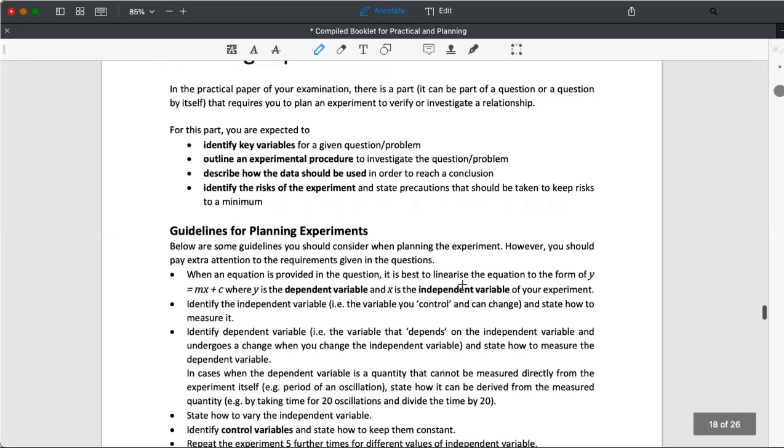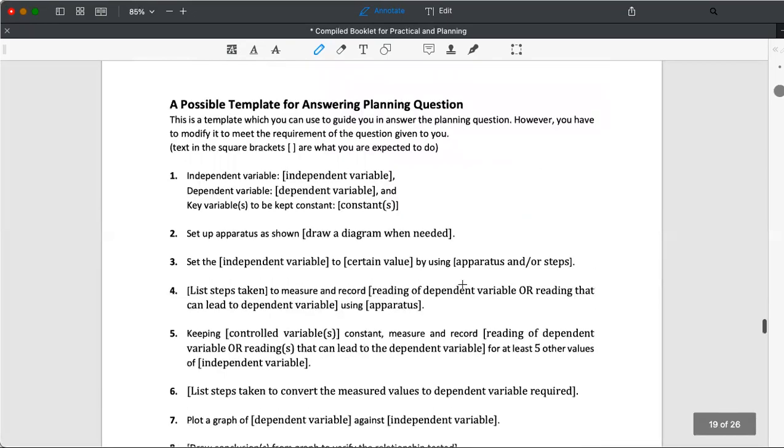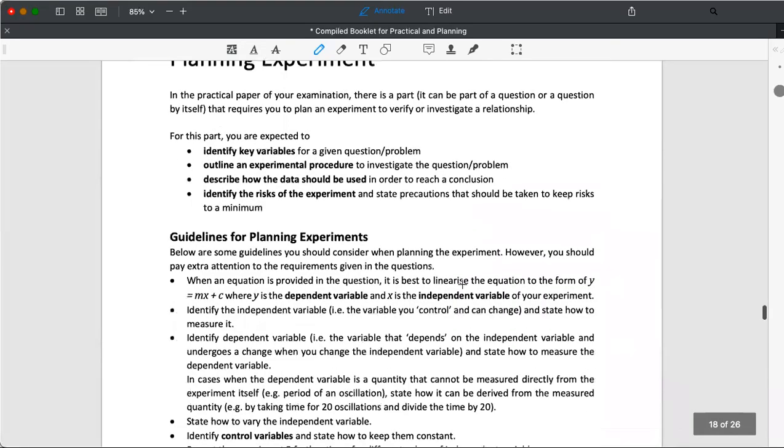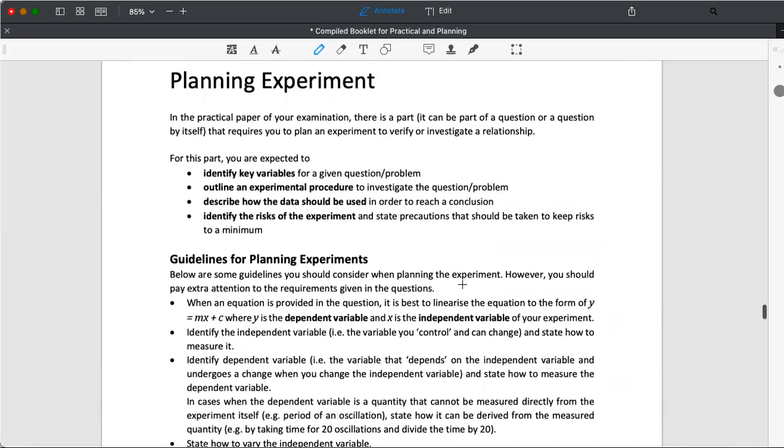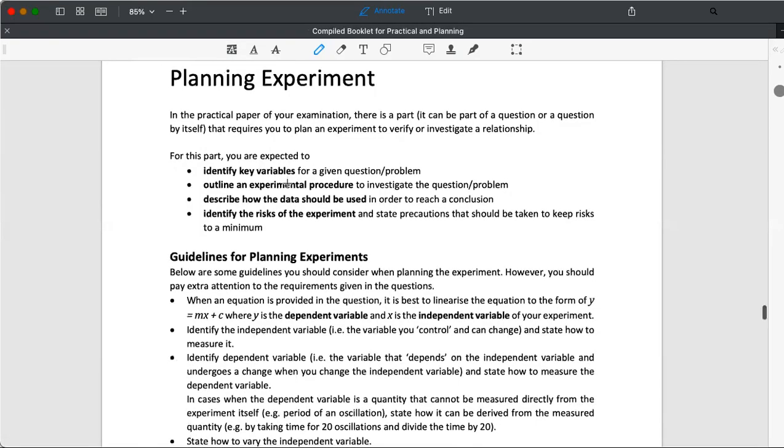So the next part is a planning experiment, which I will go through as the final portion. The planning experiment in physics is normally part of the question, or it can be a question by itself. So it could be related to the experiment that you've done during your practical exam. For this part, you're expected to identify key variables for a given question, outline experiment procedure, describe how the data is used, and how to identify risk and, if possible, state precaution to minimize the risk.